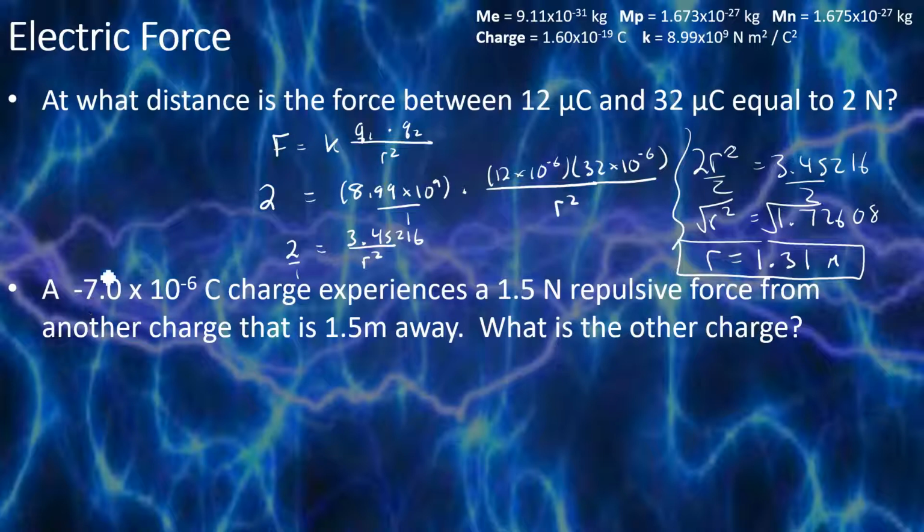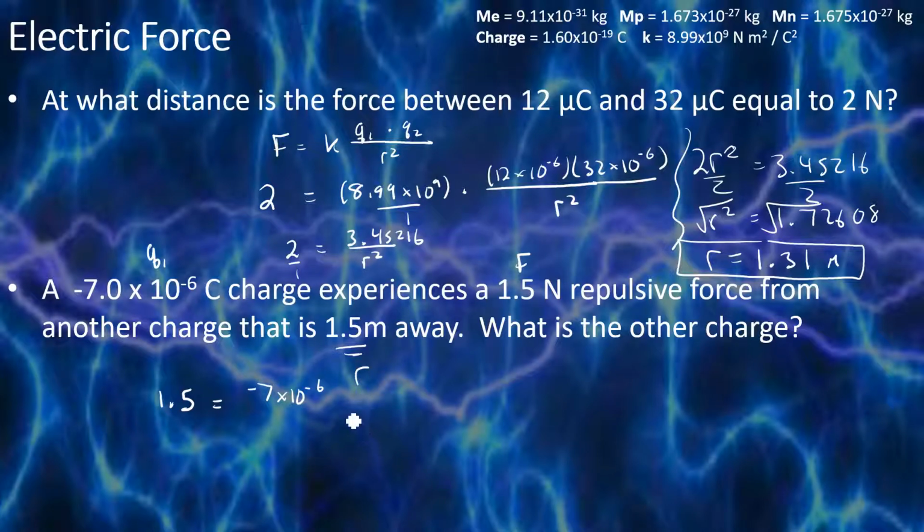Okay, so a negative 7 times 10 to the negative 6 charge experiences a 1.5 Newton repulsive force from another charge that's 1.5 meters away. So this is our R. This is one of our Q's. It doesn't matter which one. And this is our force. So if we start plugging into our formula, I won't write the formula again. So we'll have 1.5.